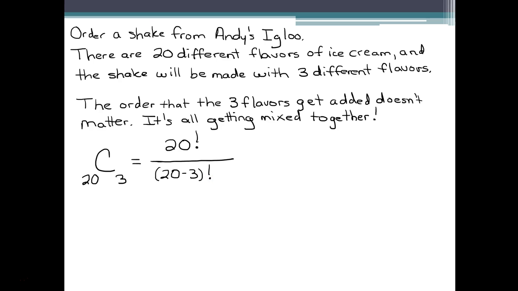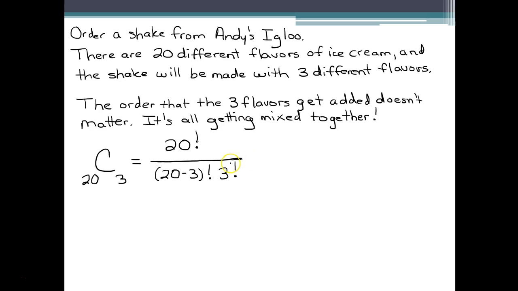And in that case, like if you're trying to line them up for display, then maybe you want to know that. But we're not. We are making a milkshake. We don't care about order. We just care about what ingredients. So different ingredients make different combinations. So we got to further divide by 3 factorial to take that into account.